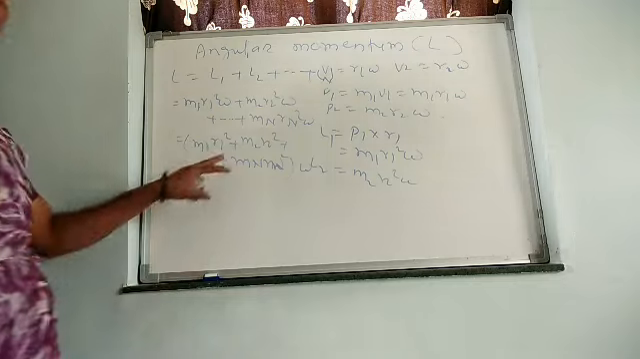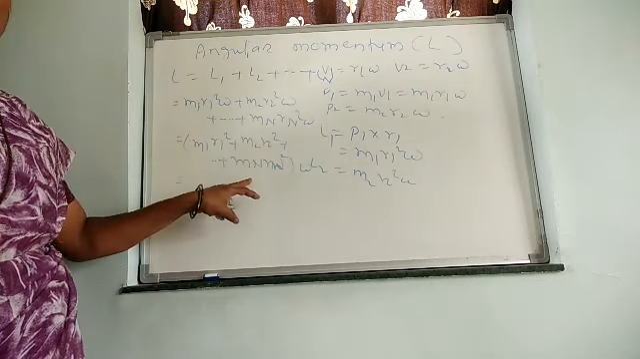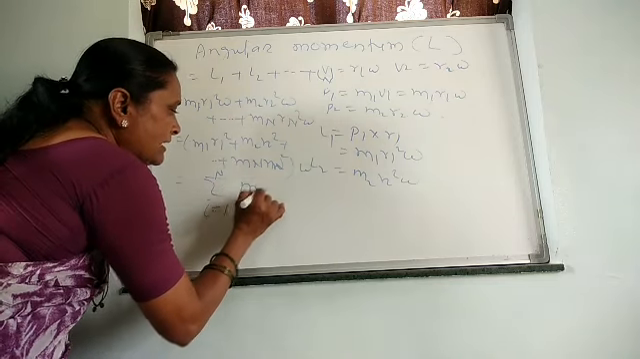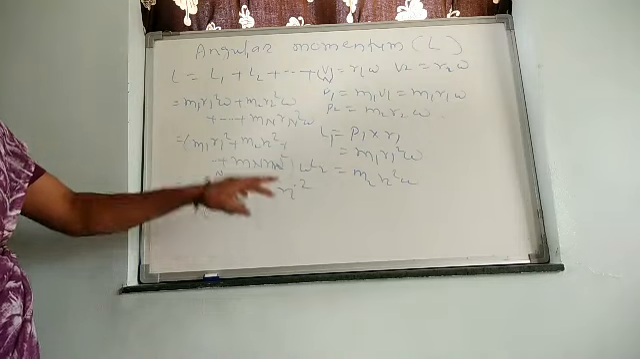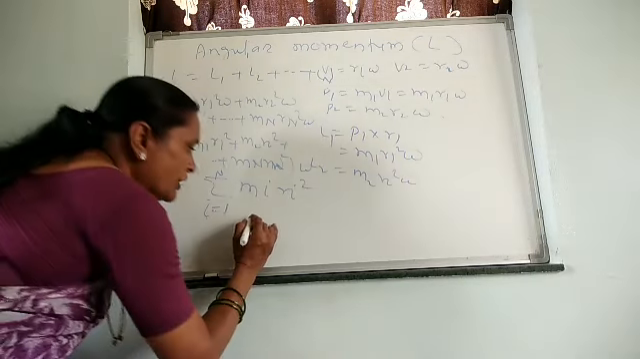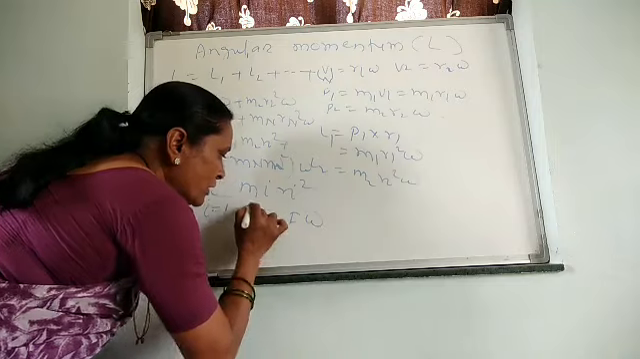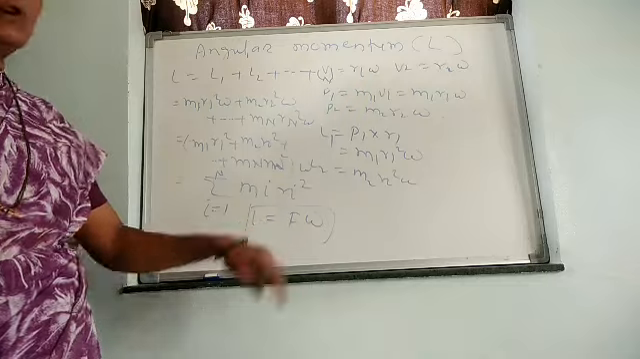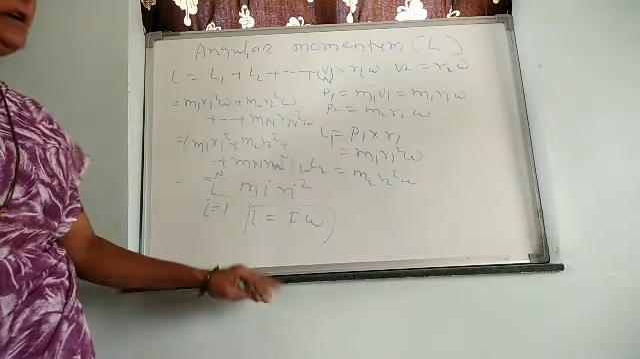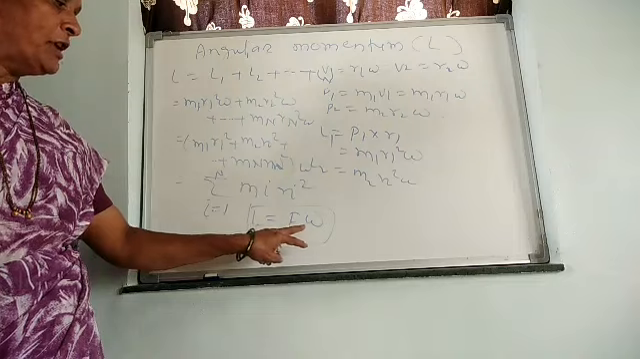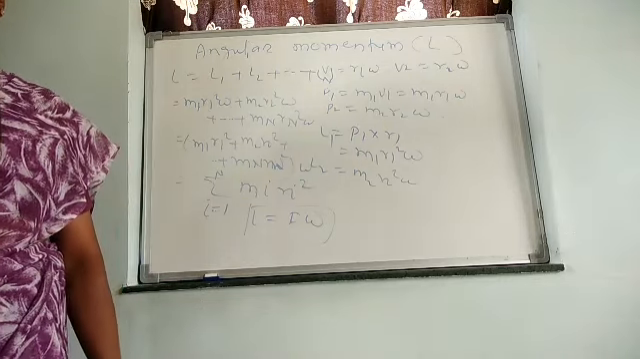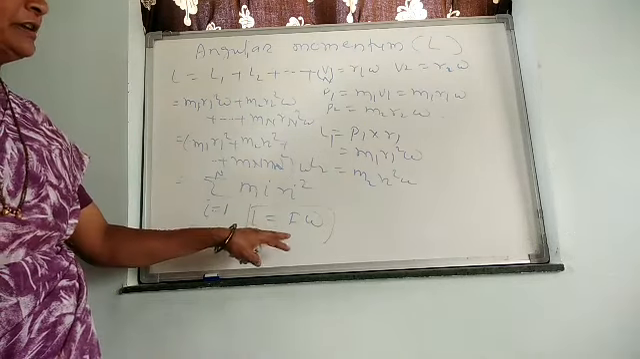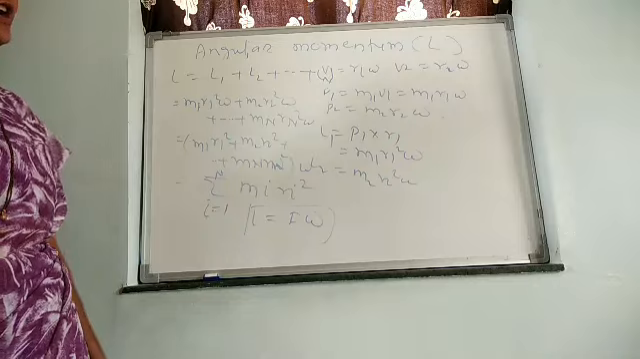What is this? As you know, m1 r1 square plus m2 r2 square plus up to mn rn square is equal to the summation of mi ri square, i goes from 1 to n, and that is the moment of inertia of the body, so L is equal to I omega. This we can prove: angular momentum is equal to I omega. Angular momentum is equal to the product of moment of inertia and angular velocity. This is the expression for angular momentum, L is equal to I omega.